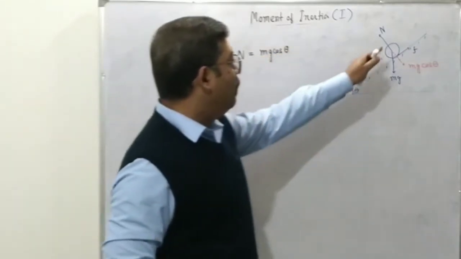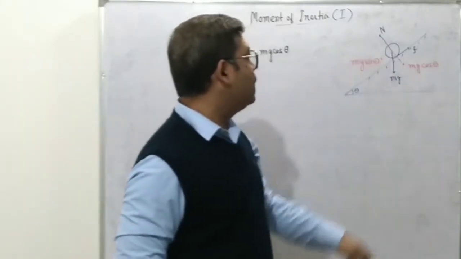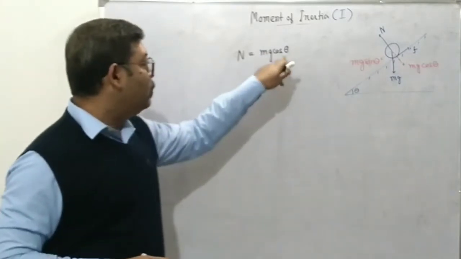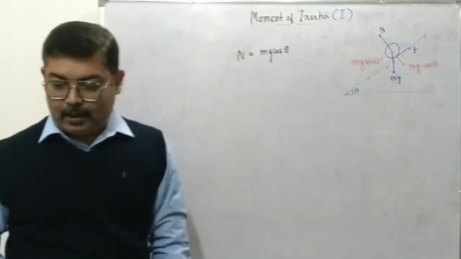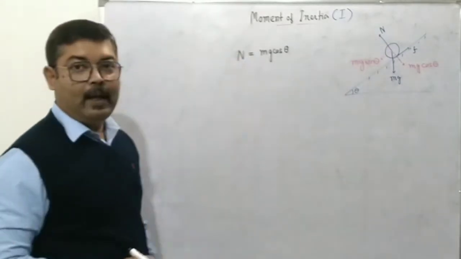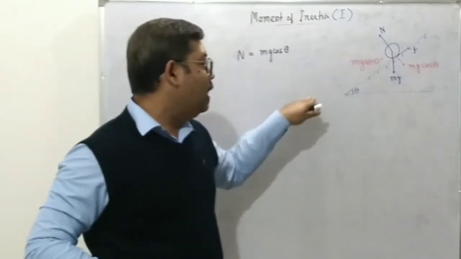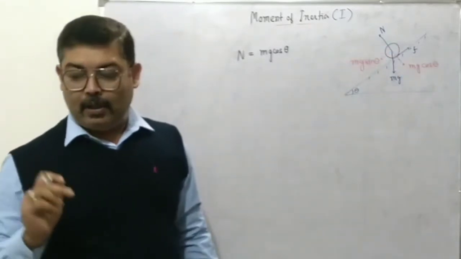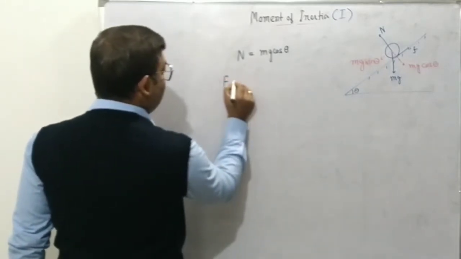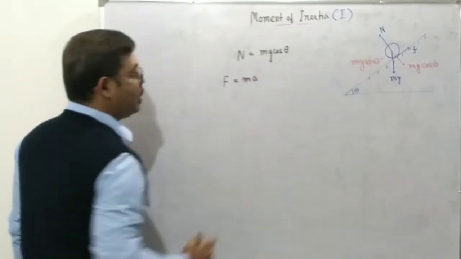Otherwise, what will happen? The object will sink into the surface. Since it is not sinking into the surface, it means that the normal reaction is balancing the force perpendicular to the incline, that is mg cos theta. And also, since the center of mass of the object is moving, and since there is a net unbalanced force down the incline, there will be an acceleration. Let's call this A. In that case, the net downward force must be equal to the mass of the cylinder multiplied by the acceleration that is produced.